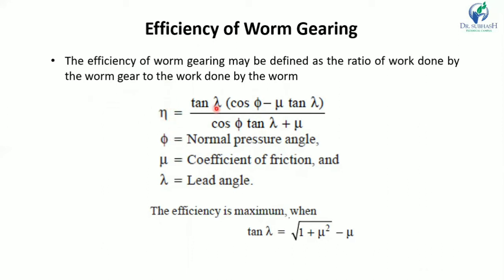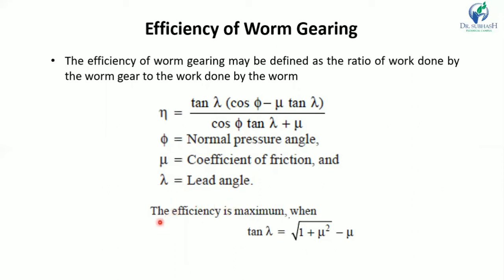Eta is equal to tan lambda (cos phi minus mu tan lambda) upon (cos phi tan lambda plus mu). So efficiency is given by this equation, where phi is the normal pressure angle, mu is the coefficient of friction, and lambda is the lead angle.